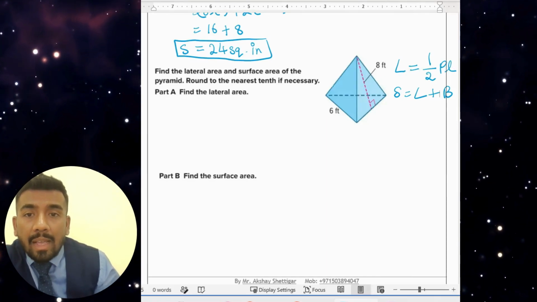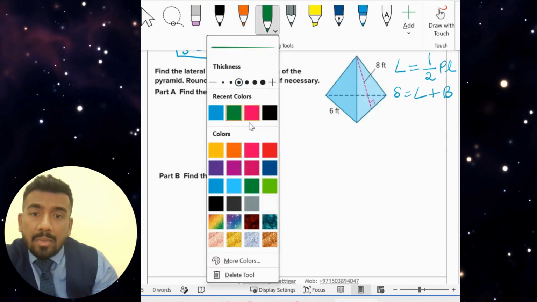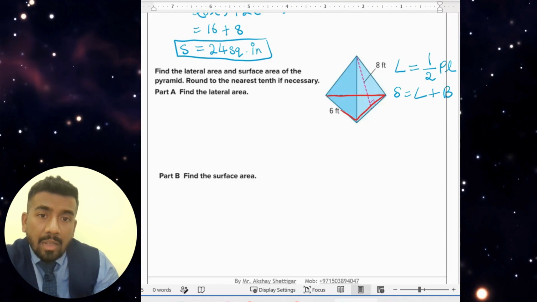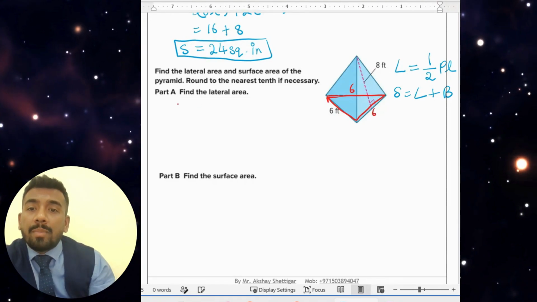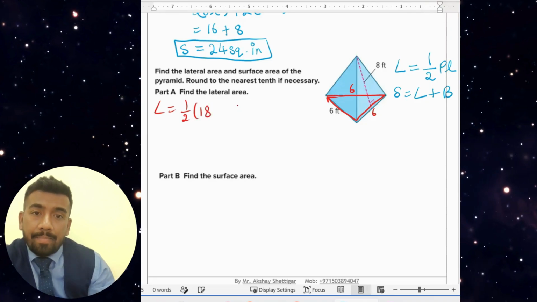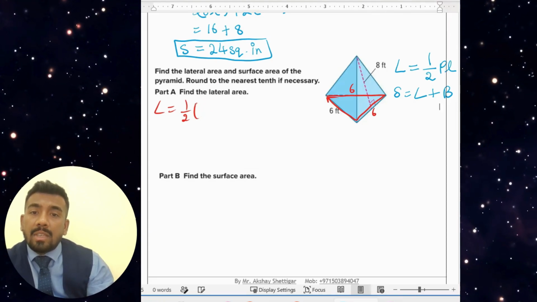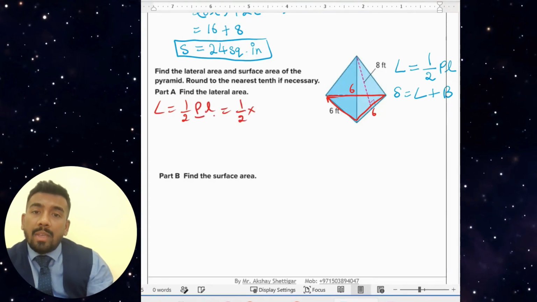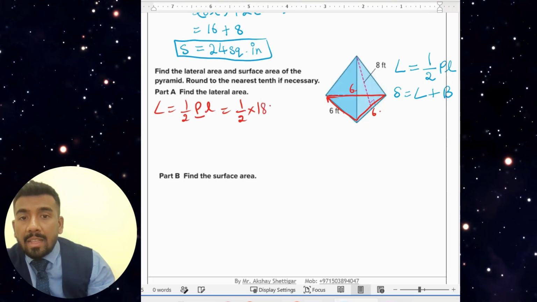Now, what's P? P is the total perimeter. That's 6, that's 6, that's 6. So the total will be 6 plus 6 plus 6, that's 18. Let me write down the formula so that's easy. Half PL. So it's half times P, which is 6 plus 6 plus 6, all the perimeter added, that's 18, times L.